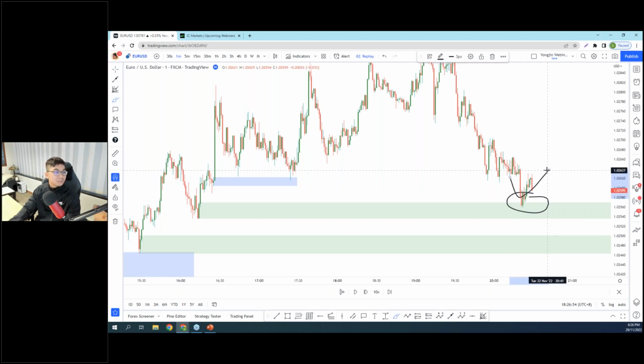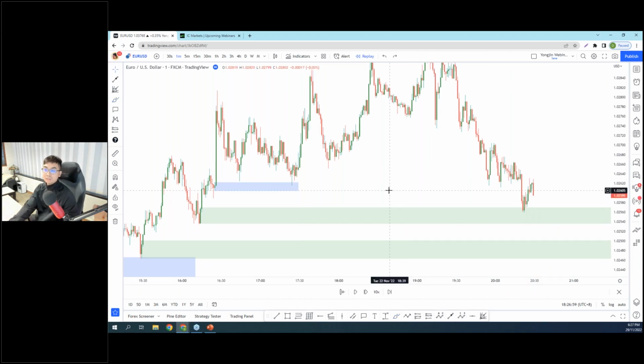Are the demand area candles always green? Yeah, it can be red also. It does not have to be green all the time.